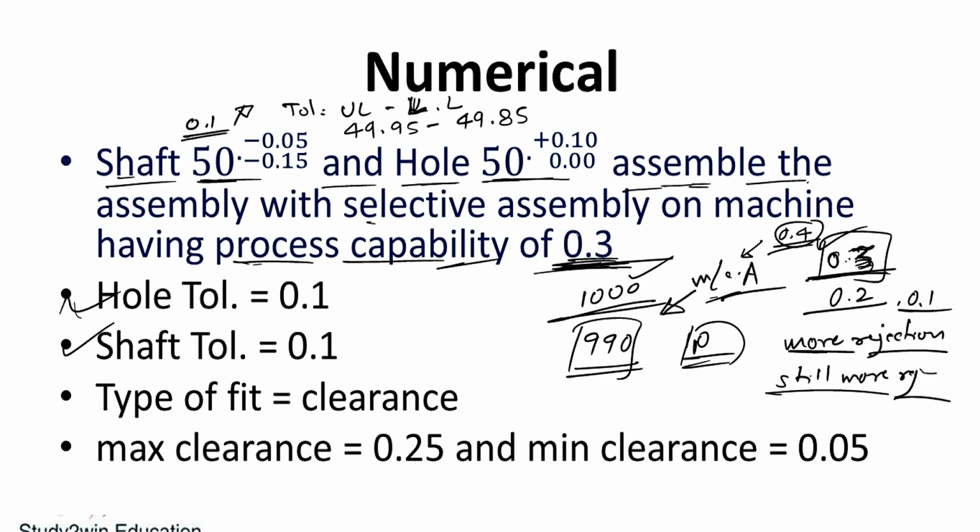In this case, you either change the machine for production of these parts, or use selective assembly to use this machine to produce such a precise assembly. What I am doing here is trying to make an assembly with a tolerance of 0.1 on a machine which has a process capability of 0.3. This is the beauty of selective assembly. I can do it with selective assembly. Let's check how to do it.